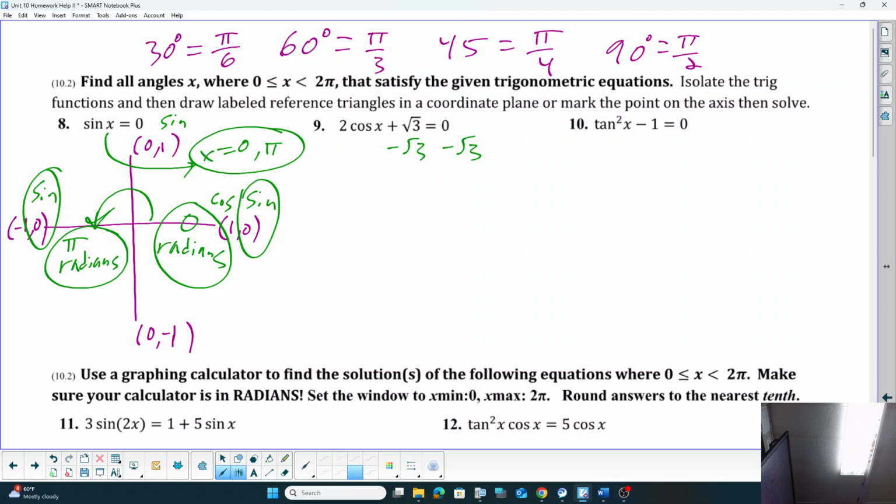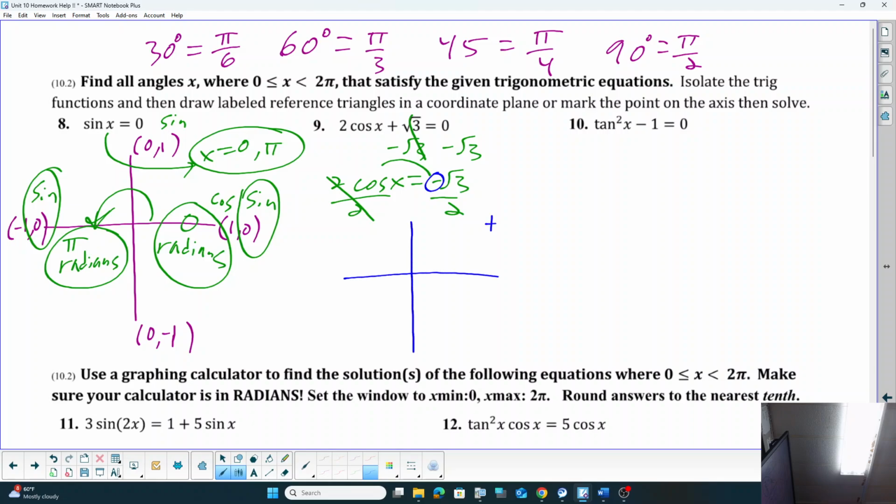Nice. Okay, try the next one on your own. Move radical 3 to the other side. So we have 2 cosine x. We're isolating the cosine right now. Divide by 2. So now, cool. Where is cosine negative?